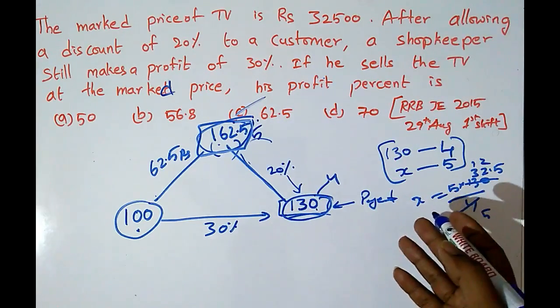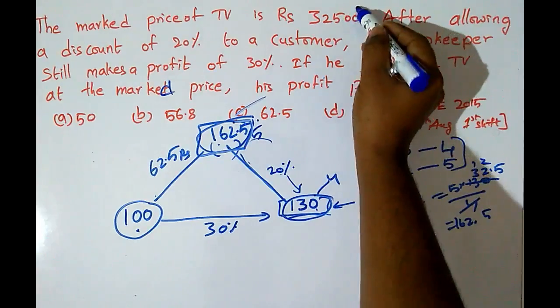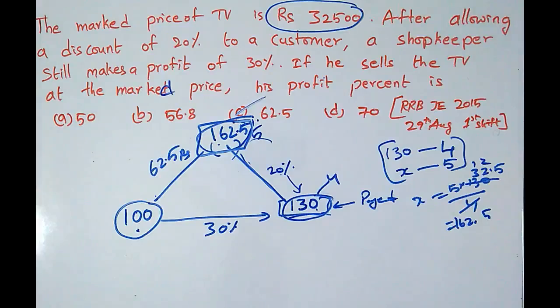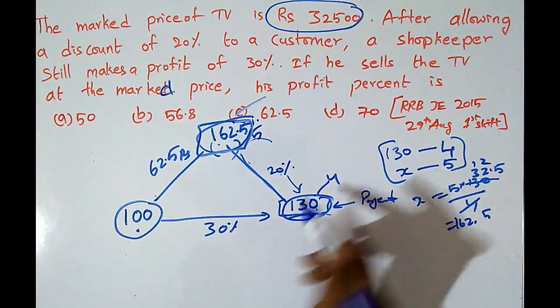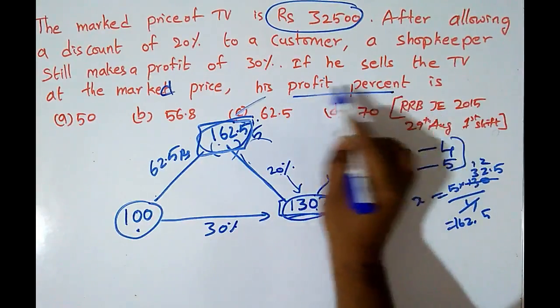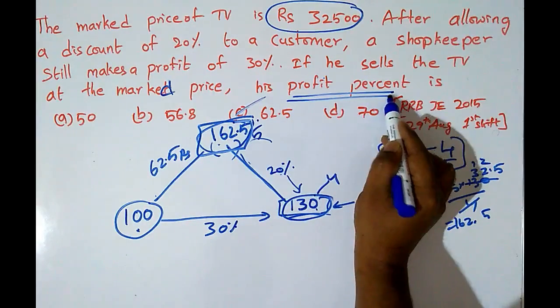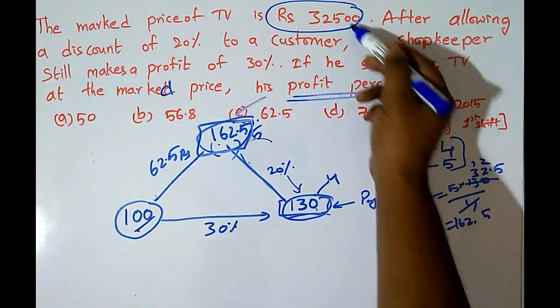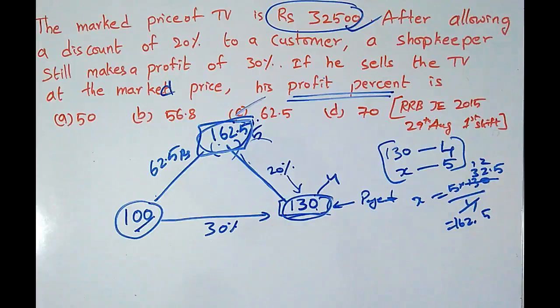Here one thing you have to note is that we haven't used the value 32,500. Without using 32,500 we have got the answer. There are such problems, friends. If they ask not for the profit value but the profit percentage or loss percentage, then at times if we take 100, it is enough; we need not take this value.